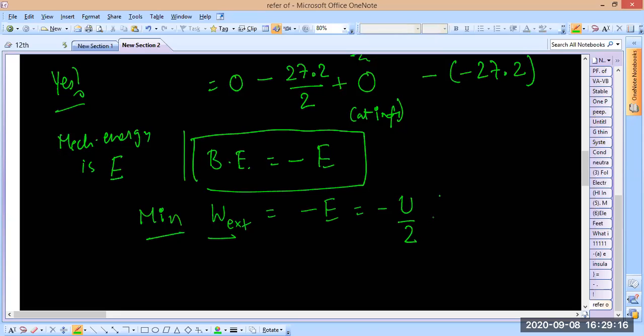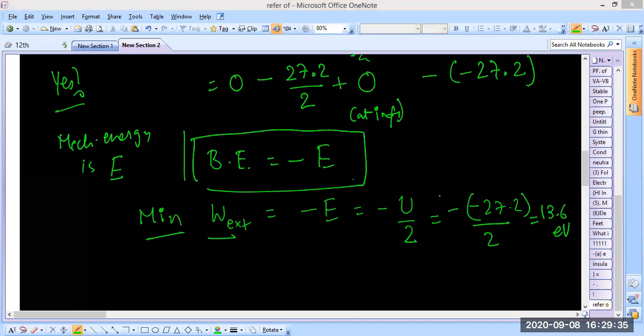So then this is simply minus 27.2 by 2, that is equal to 13.6 eV. I hope this method is also clear, because this is very short. It finishes in one line, put just one value and the answer comes.